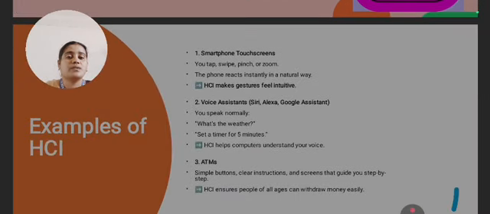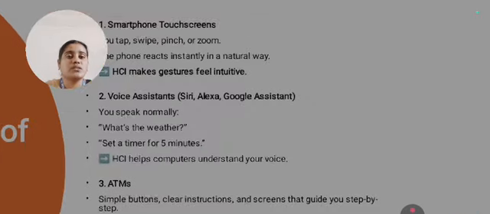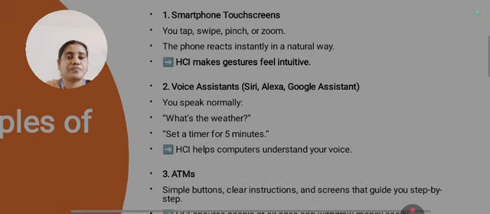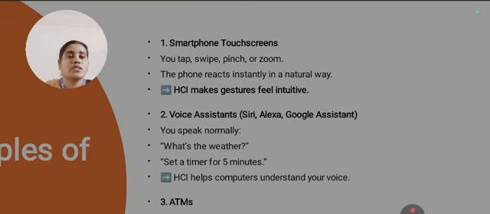Next one is the examples of HCI. Some examples are smartphone touch screens, voice assistants, ATMs, and car navigation systems. Let us see one by one. Smartphone touch screens are used to tap, swipe, pinch or zoom. The phone reacts instantly in a natural way. HCI makes gestures feel intuitive.